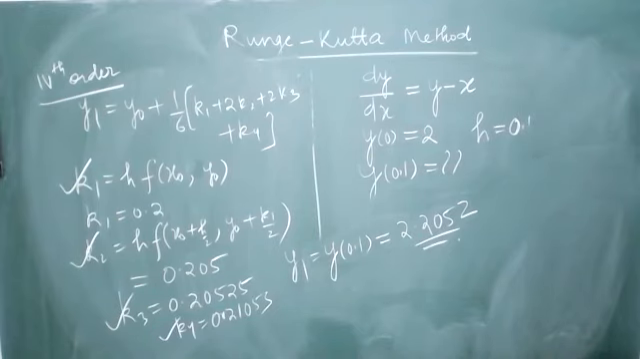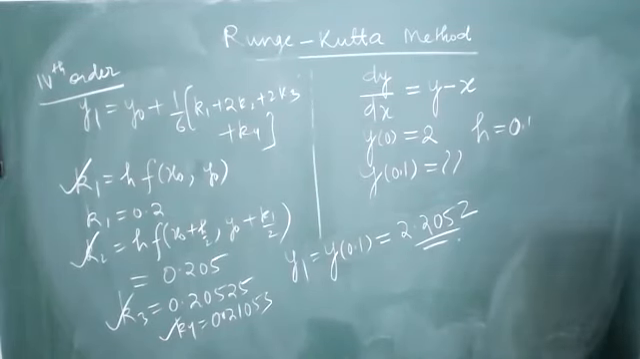Clear है भाई सबको? Yes, sir. Everybody got these values k1, k2, k3, k4? Yes, sir. And if you want y at 0.2, what you will do? इसमें put कर देंगे sir. Y1 में. Y1 equals to Y0 plus 1 by 6.